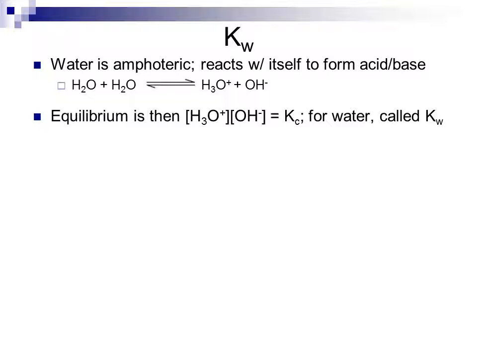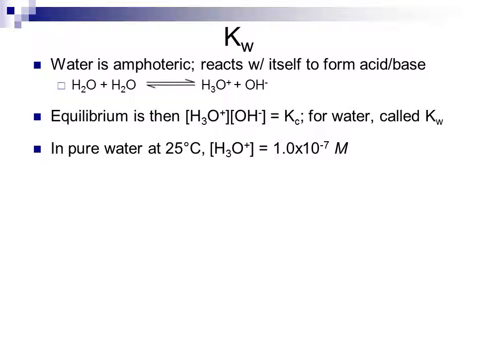The equilibrium for this process, then, is because pure water is an activity of 1, the reactant side of the equilibrium is 1, giving us an overall equilibrium expression of the concentration of the H3O plus times the concentration of the OH minus being equal to our equilibrium constant, Kc. In water, Kc is called Kw, where Kw stands for the ionization constant of water.